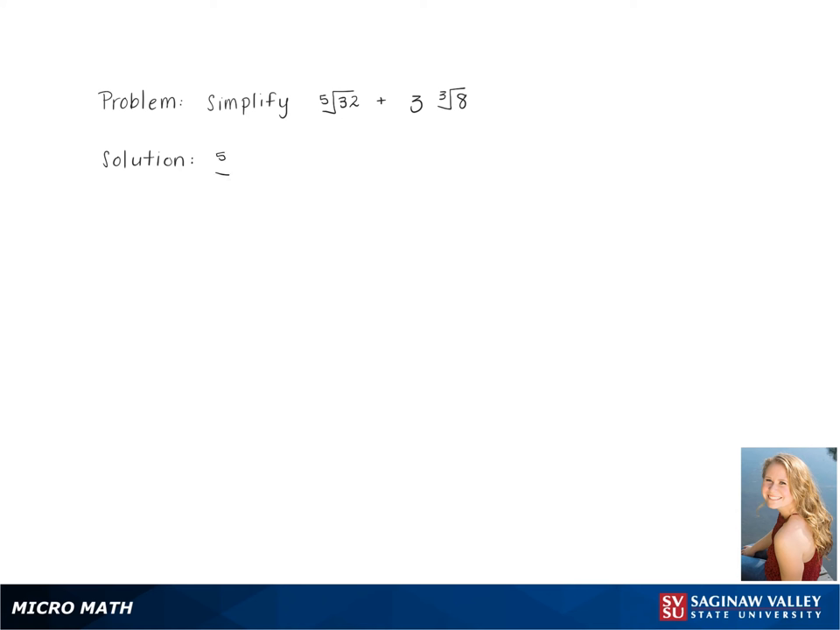To simplify the fifth root of 32 plus 3 times the cube root of 8, we start by breaking down the radicals using factor trees. This gives us the fifth root of 2 times 16 plus 3 times the cube root of 2 times 2 times 2. Simplifying further gives us the fifth root of 2 times 2 times 8 plus 3 times 2, because we pulled out the 3 2s.